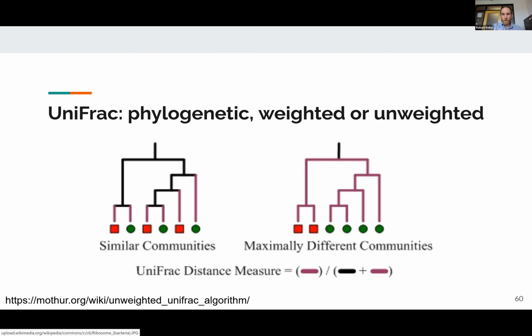UniFrac says, what is the unique fraction of branches? Informally, the UniFrac measure is the total length of the purple branches on top, divided by the sum of the purple and black on the bottom. Purple and black together is the total size of the tree, the total branch length. Purple is unique. If all of the branches in the tree are unique to one community or the other, as they are on the right, then UniFrac distance is maximized, equal to 1.